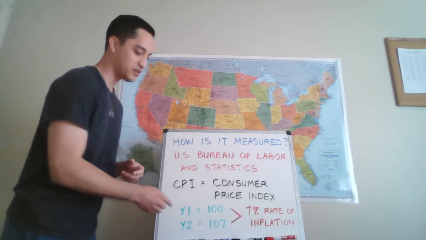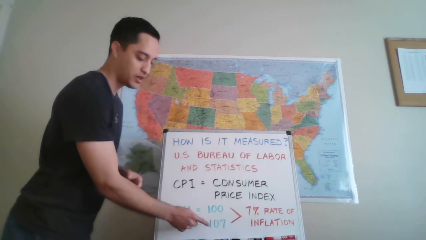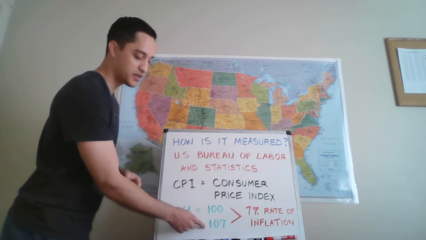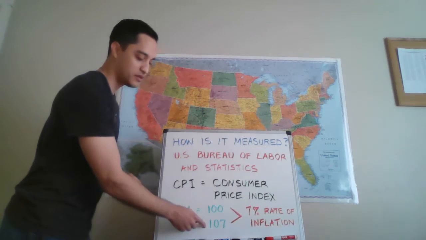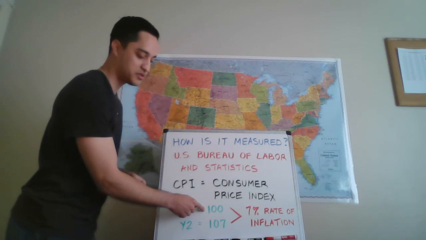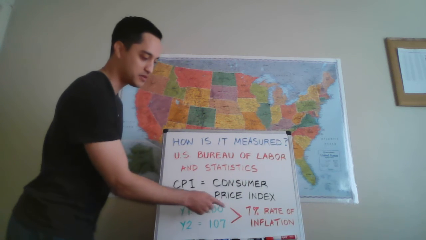So basically, it was $100 last year, $107 this year. When you take the difference, that's a difference of 7, right? 7 divided by 100, which is what it cost last year, is 7%.